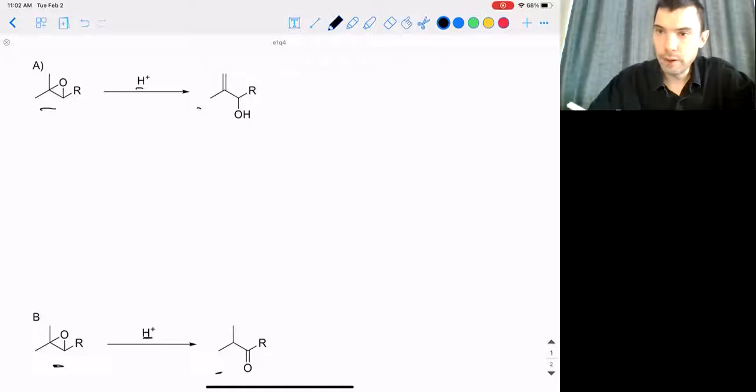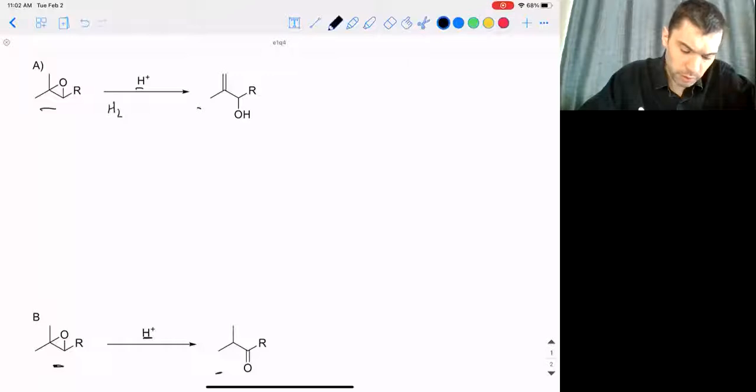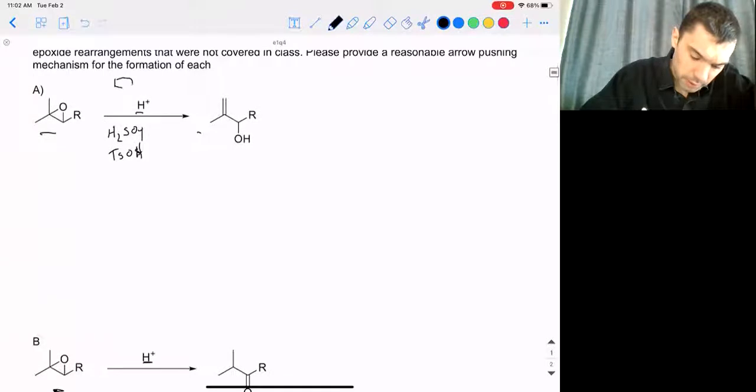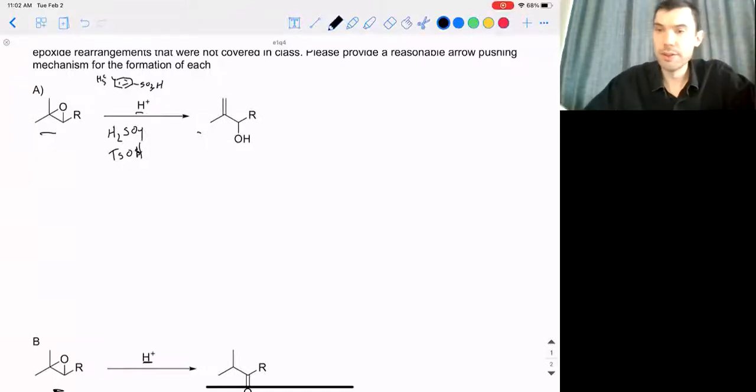And just as a reminder to folks, you can't go buy H plus in a bottle from a chemical vendor. That H plus has to come from some strong acid. And for these, one might use H2SO4, so sulfuric acid, or we might use tosic acid, which of course is p-toluene sulfonic acid. Let me just draw that out here. SO2 or SO3H. And so that's tosic acid.